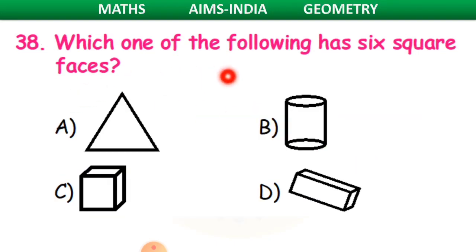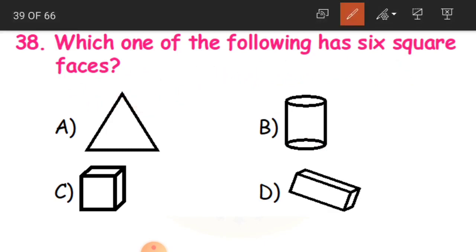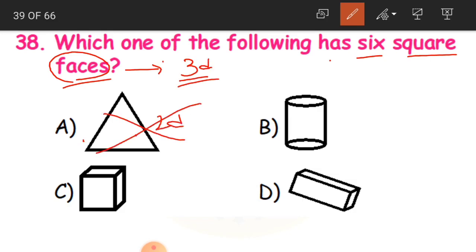Question 38. Which one of the following has 6 square faces, children? You have to read the question again. Which one of the following has 6 square faces? So when we are talking about faces, the faces can be found only in 3D shapes. Option A, triangle, is a 2D shape. So A cannot be the answer. Coming to B, our cylinder has 3 faces. Yes, 2 flat faces and 1 curved face. Now neither of these 3 is a square. Is it in the shape of a square? No. So B is also wrong.